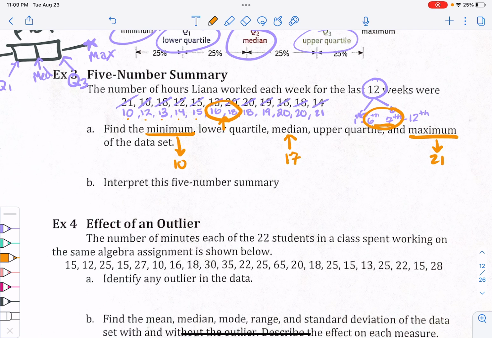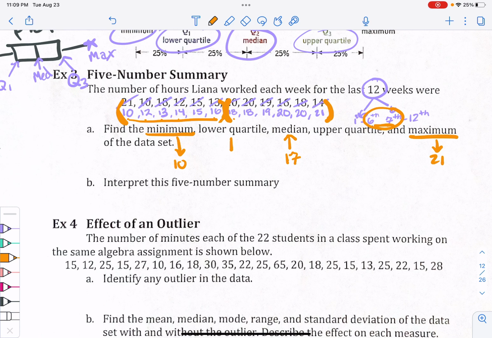Okay, now, because 17 was not an actual number in my data set, where I've put my brackets is where I am going to do my separation of my first half of data, and this is where I'm going to do my separation of my second half of data, okay? I'll show you a scenario here in just a second when that is kind of weird. Okay, so in my first half of data, I have 6 numbers, and I'm trying to find the lower quartile, which is basically just the median of those 6 numbers, okay?